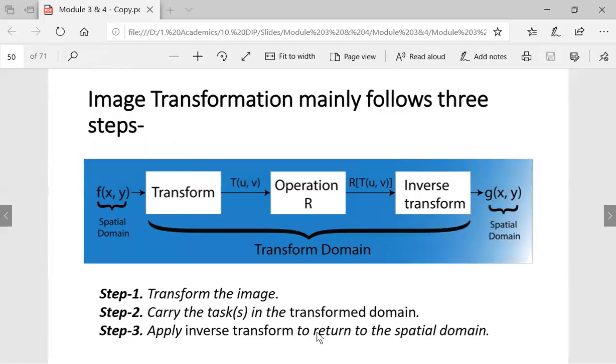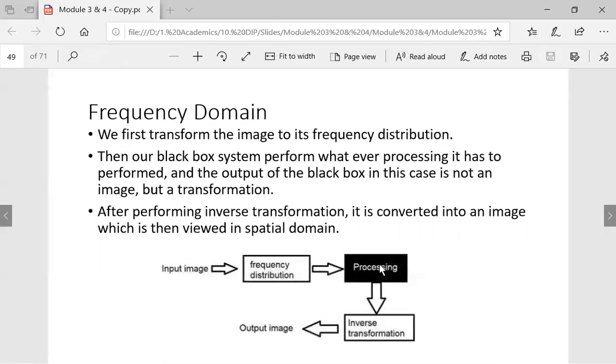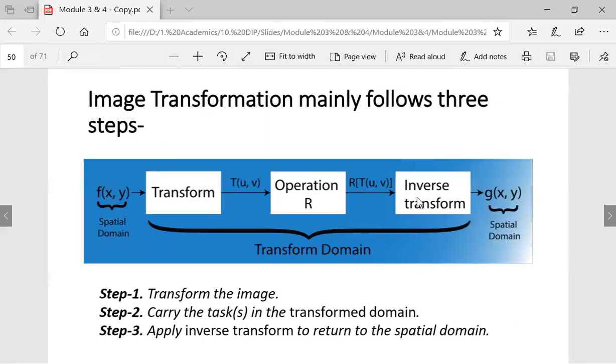Image transformation mainly follows three steps. Step one, transform the image. Step two, carry out the task in the transform domain. Step three, apply the inverse transform to return to the spatial domain. This is represented like this.